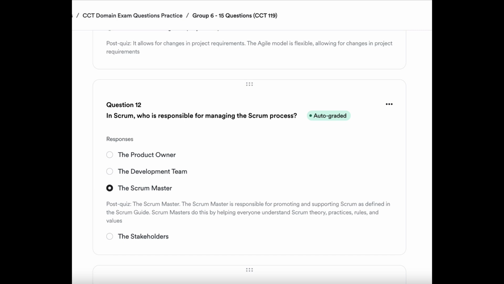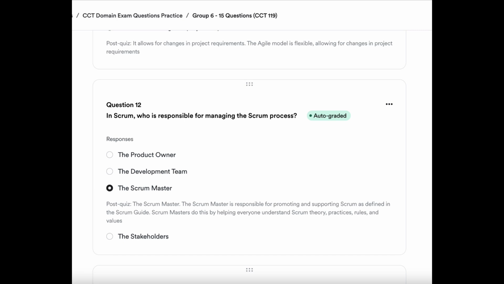Question 12, in Scrum, who is responsible for managing the Scrum process? A, the product owner. B, the development team. C, the Scrum Master. Or D, the stakeholders. So in the Scrum, who is responsible for managing the Scrum process? And the answer is pretty obvious, but it is the Scrum Master.